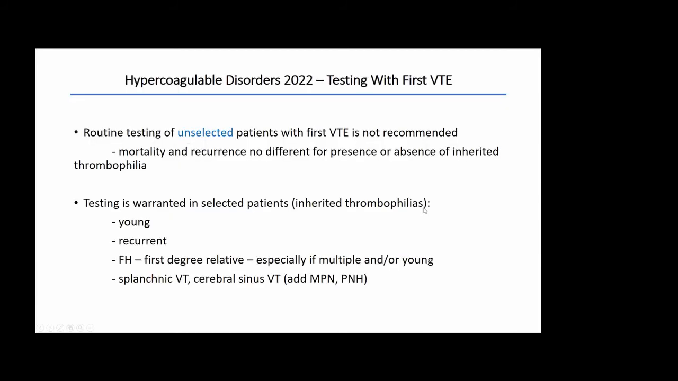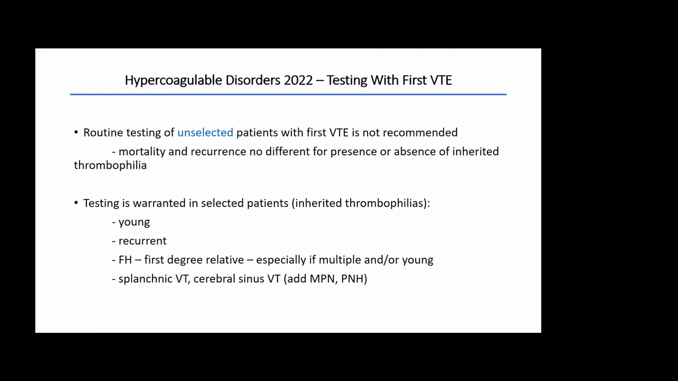So, okay. When do you test for these? That's kind of a big deal, and that also appears on tests. And in general, the people who write the tests test for these conditions less often than I do. So I'm going to try to tell you what they say, but really you have to individualize. And the key here is the word unselected. It is not recommended that we test for unselected patients with the first episode of venous thromboembolism.